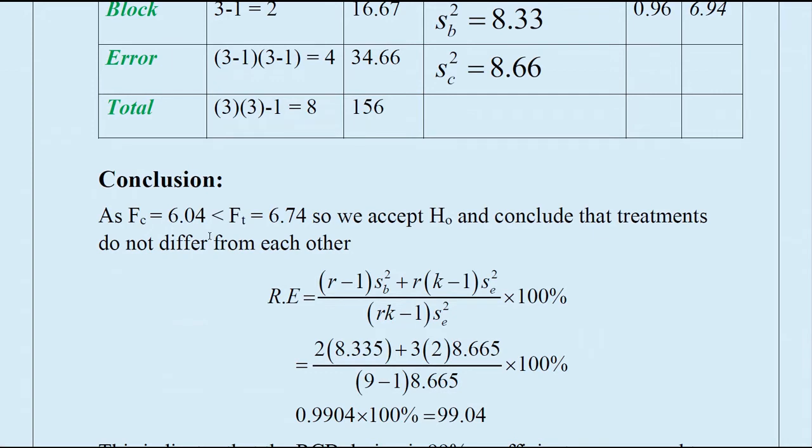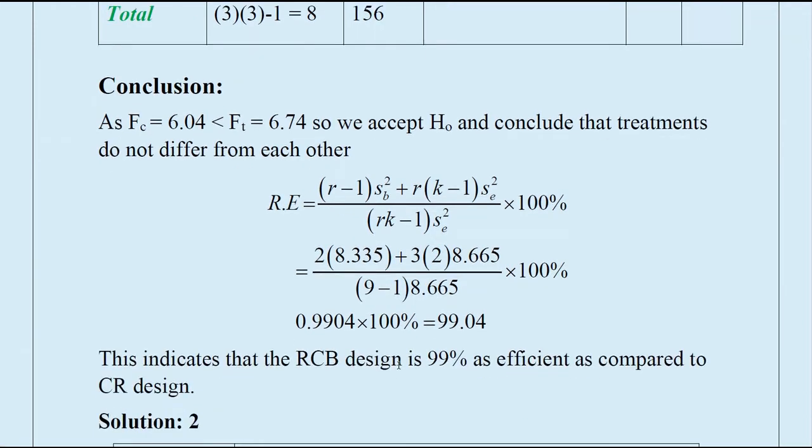As you know, computed value is less than table value, so it falls in acceptance region, and we accept our H0 and conclude that treatments do not differ from each other. Relative efficiency = [(R-1)B² + R(K-1)SE²] / [(RK-1)SE²].